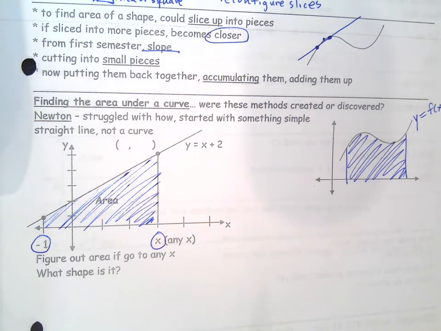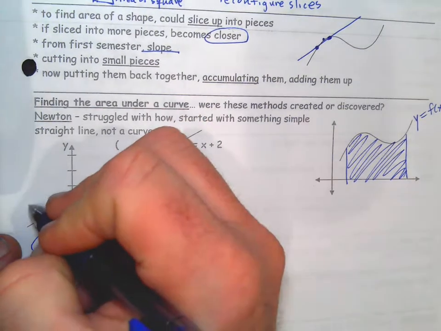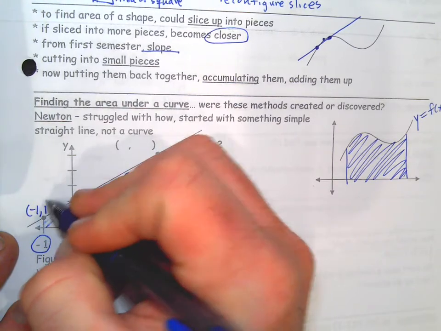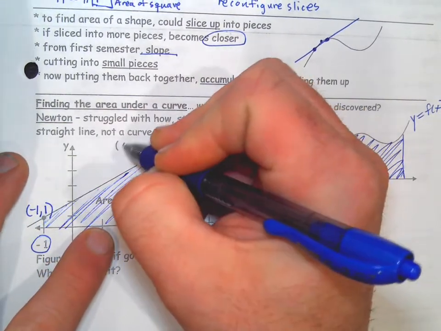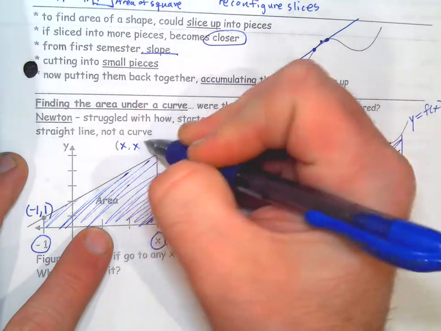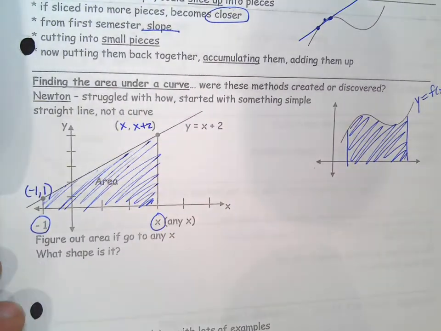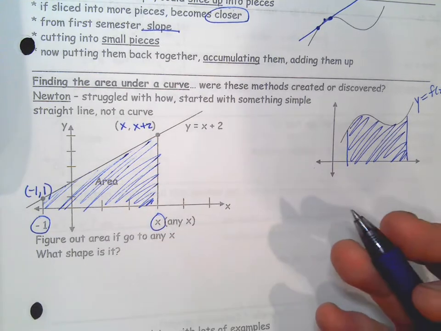Okay. So the coordinates here would be -1. If I plug -1 in here, I get +1. And then if I plug x in, I get x plus 2 for the y value. So we'll probably use those. So first of all, let's just figure out what the answer to this is.